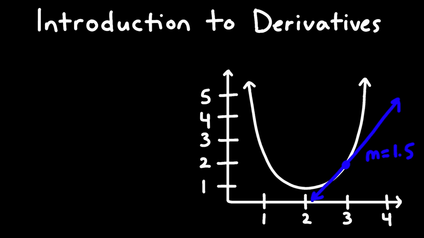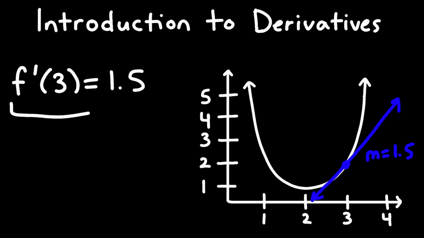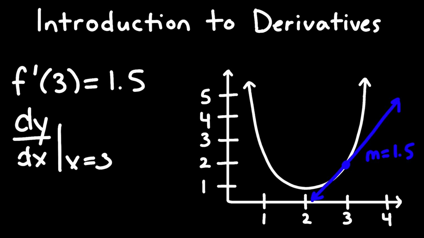And we would actually write this with the notation f prime of 3 equals 1.5. Of course, that's completely made up. But if that were the slope, that would be the derivative, which we denote by f prime and then parentheses. Other ways you may see this denoted are dy dx at x equals 3. That is also some way that people write the derivative.